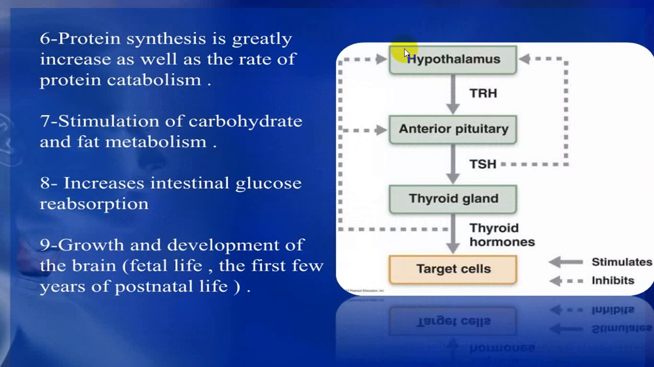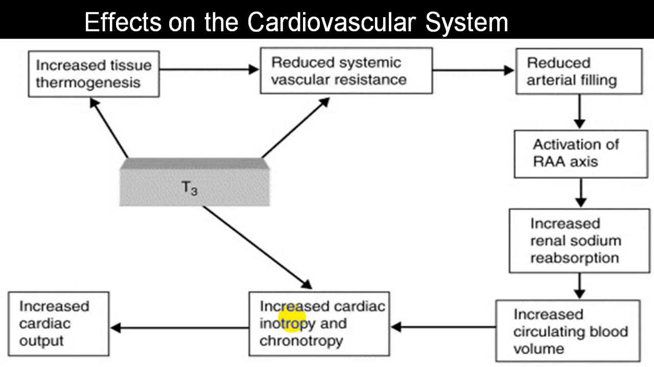Protein synthesis is increased, but also it is protein catabolic, so excess will have a more catabolic effect. It has an effect on carbohydrate and fat metabolism: lipolysis, and in carbohydrate, gluconeogenesis and glycogenolysis, and increased absorption from the GI tract produces hyperglycemia, so that will be there. It takes part in growth and development of the brain along with other tissues, other hormones. Mainly thyroid hormone is required for the growth of brain.